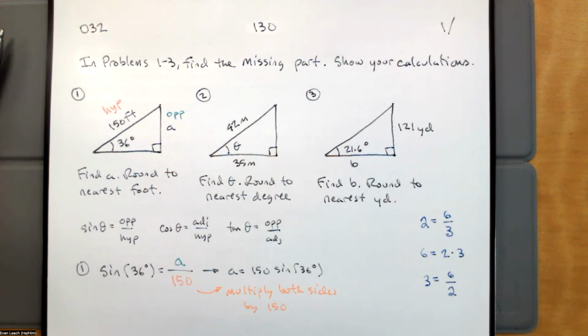The one that I'm looking at, I'm trying to figure out what A is. It looks like 2 is equal to 6 divided by 3, and I'm trying to figure out what the top number is. So I'm going to use 6 is equal to 2 times 3. That means the 6 is the product of the 2 and 3. So that tells me to multiply the 150 times the sine of 36.